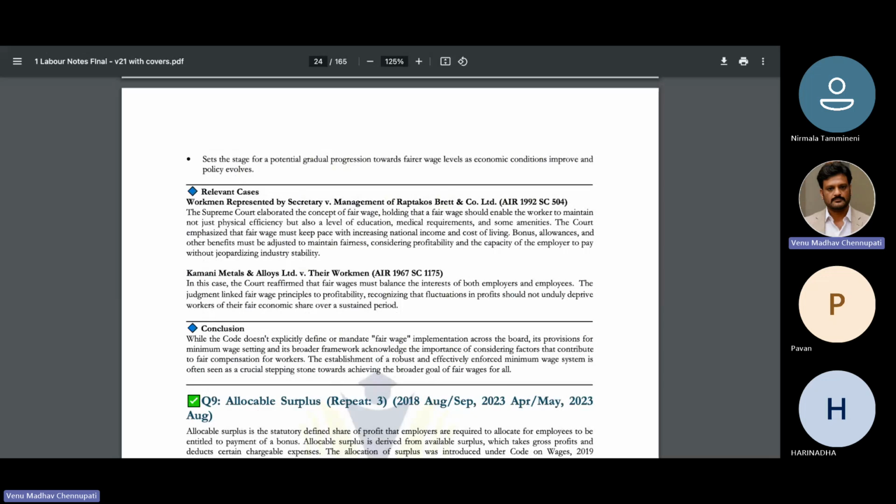So basically, in India, this was a case where the Supreme Court talked about the concept of fair wage, and it also gave how do we calculate the fair wage, and what are the factors that need to be taken into consideration when calculating a fair wage.